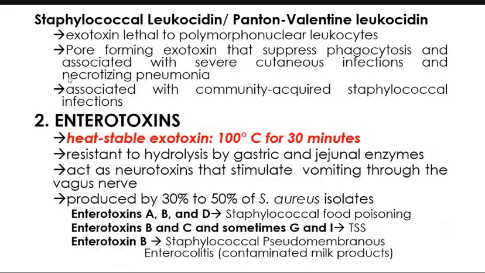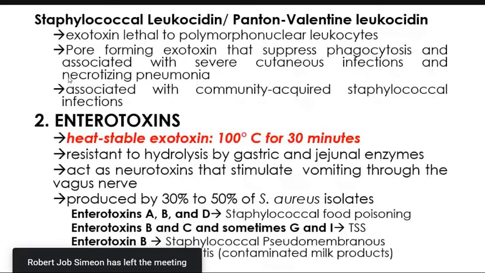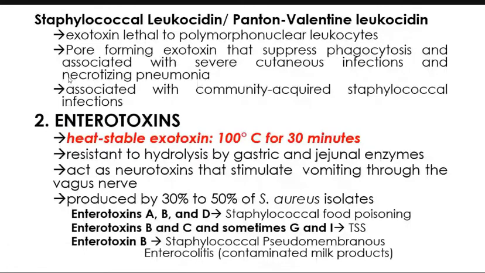Okay? So, now, you have your staphylococcal leukocidin, sabi nga natin, which is our Panton-Valentine leukocidin. So, what is it? It is an exotoxin lethal to our polymorphonuclear leukocytes. So that, what do they do? They try to form a pore that suppresses phagocytosis and is associated with severe cutaneous infections and necrotizing pneumonia. This is associated with community-acquired staphylococcal infection. So, we're done with our cytolytic toxins.